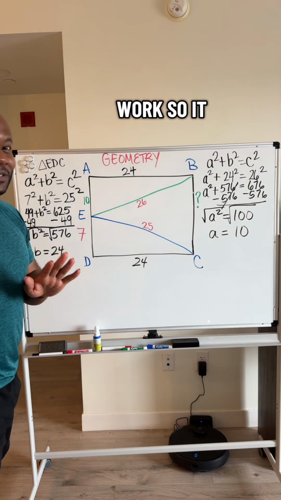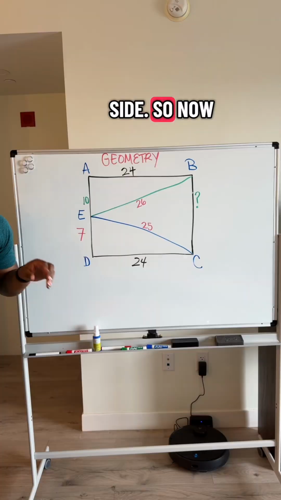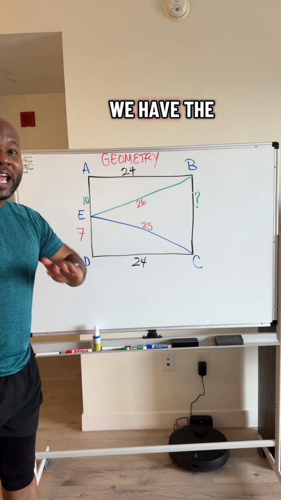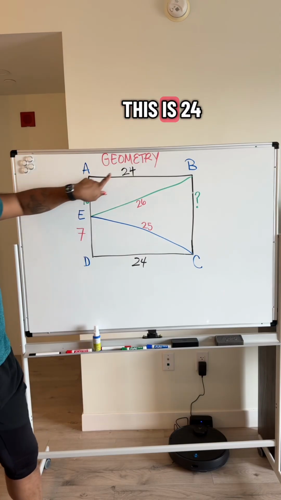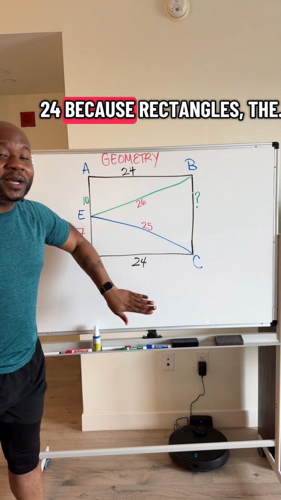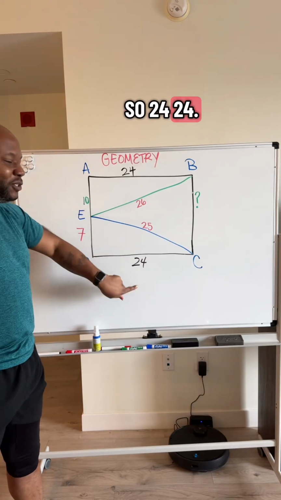Let me erase some of this work so it doesn't look so crazy. So now that we have a clean board, we have the information that we need. We know that this is 24 because the parallel sides of rectangles are equal to each other. So 24, 24.